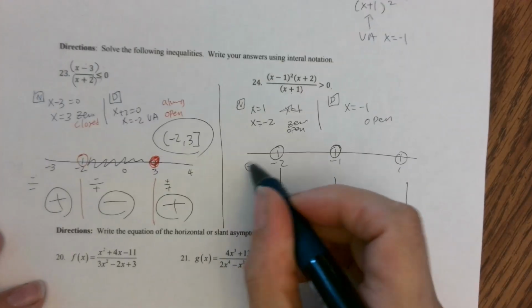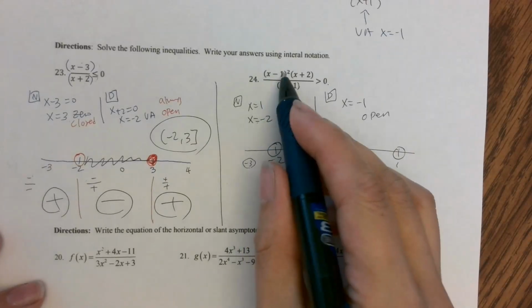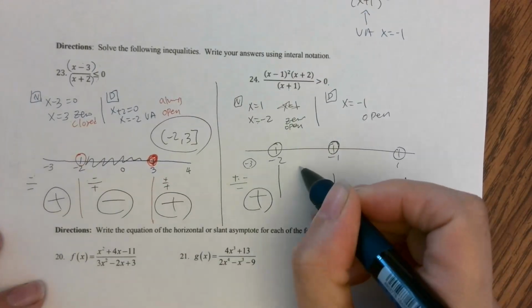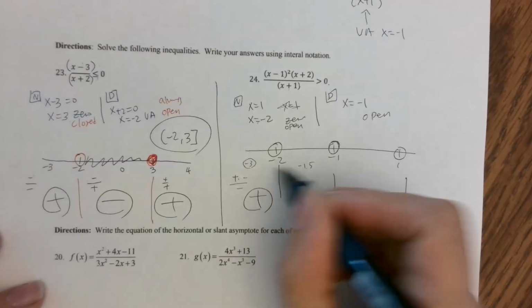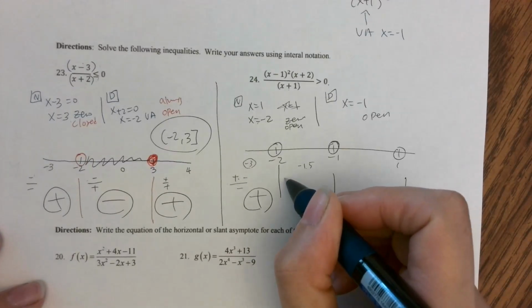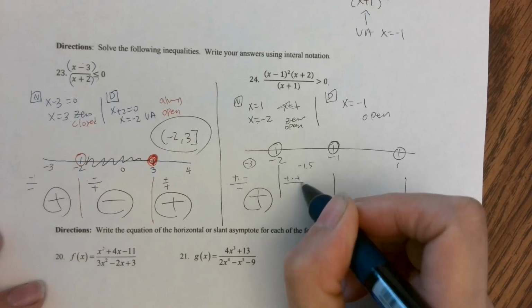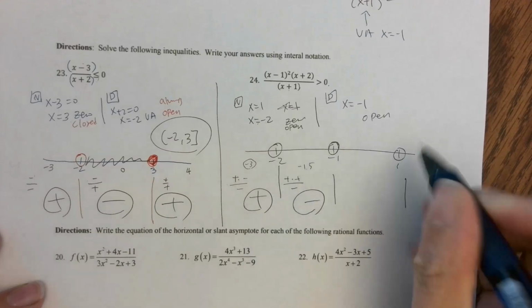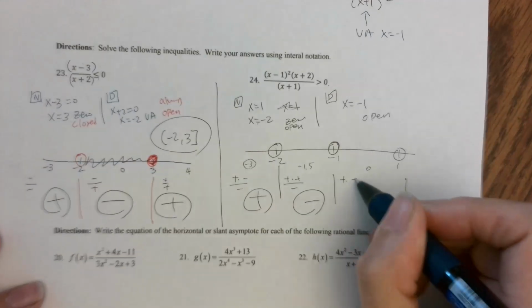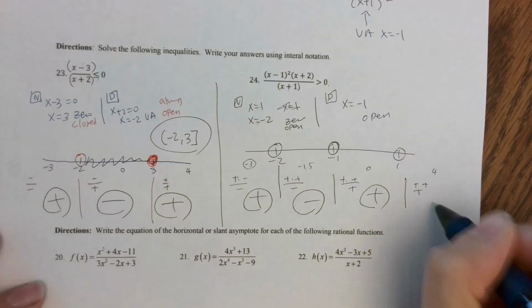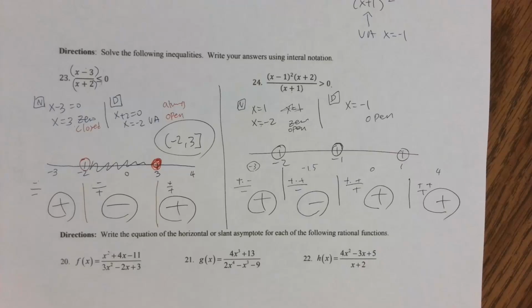Pick a number, plug it in. Whatever is squared is always going to be positive. Negative, negative, positive. Ooh, this is negative 1.5, a tricky number, because I can't find a number in between. Any number squared is positive. Negative 1.5 plus 2 is positive. And then negative, negative. 0, positive, positive, positive. 4, positive, positive, positive. There we go. All right, well, I'm not done.